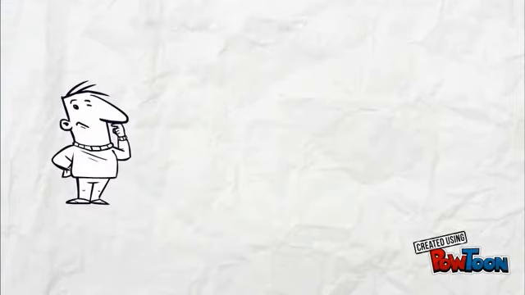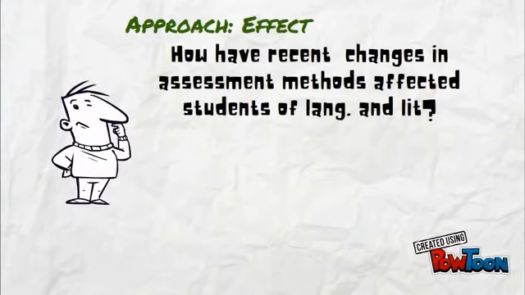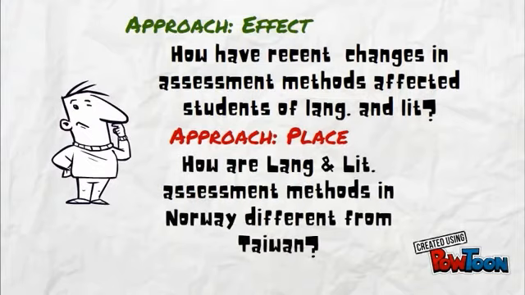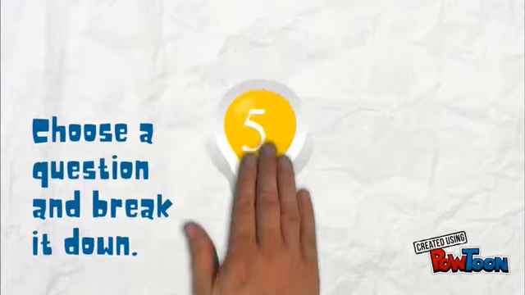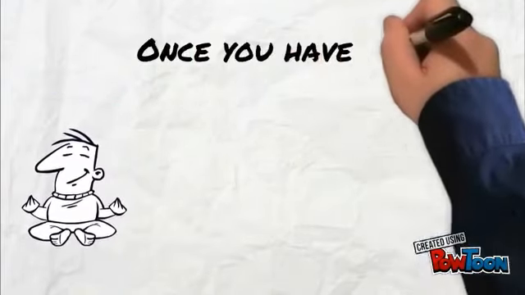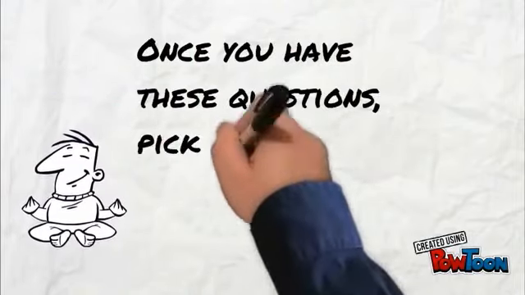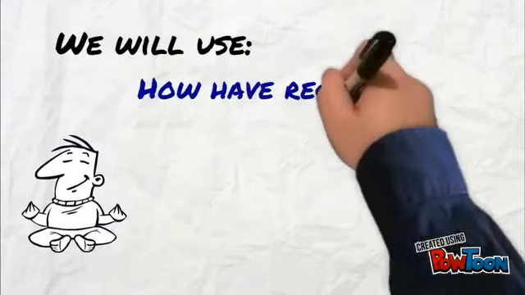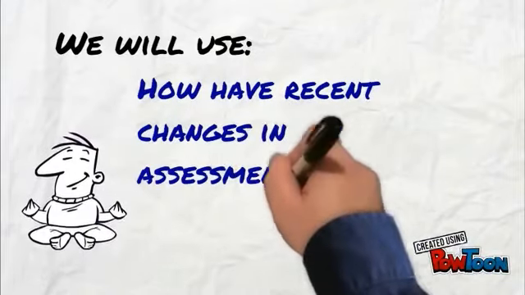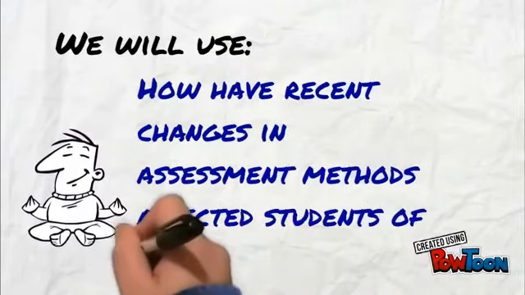If we take the approach of effect, we could ask, how have recent changes in assessment methods affected students of Lang and Lit? Or the approach of place. How are Lang and Lit assessment methods in Norway different from Taiwan? Choose a question and break it down. For our use, we will use how have recent changes in assessment methods affected students of Lang and Lit?